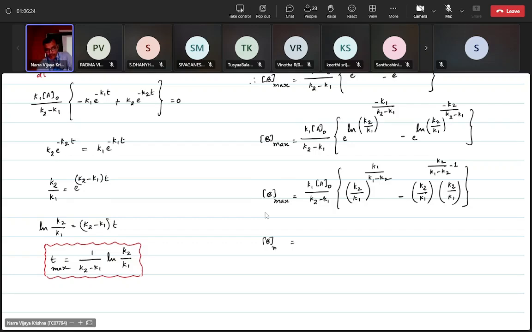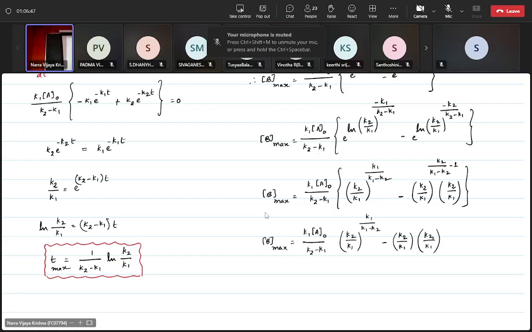B max equal to K1 A naught upon (K2 minus K1), (K2 by K1) whole power, K1 upon (K1 minus K2) minus K2 upon K1. This becomes (K2 by K1) whole power. Take LCM. K2 minus K1 plus K2. K2, K2 gone. So what is left? Minus K1 upon K1 minus K2.